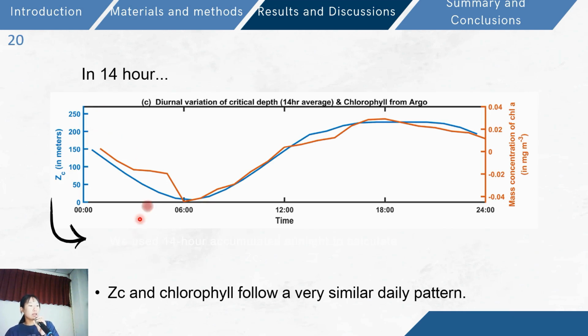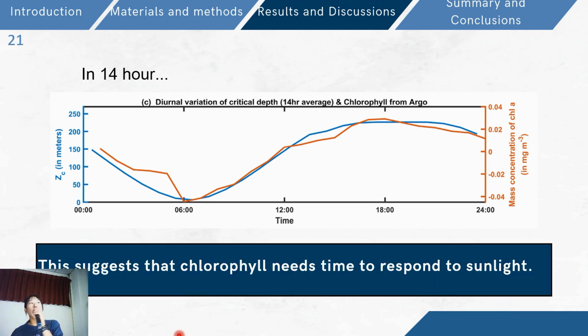Next, we use the 14-hour accumulated sunlight to calculate. Here is the critical depth, and the orange is the mass concentration of the chlorophyll. It shows the critical depth and chlorophyll follow a very similar daily pattern. This suggests that chlorophyll needs time to respond to light.